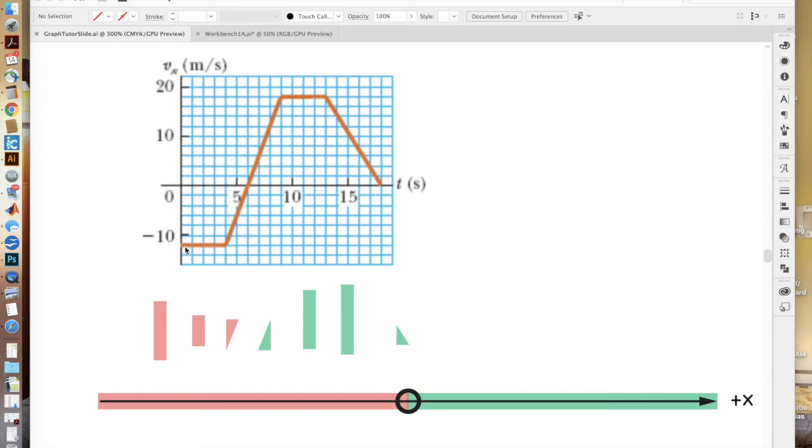And that makes sense because acceleration means speeding up or slowing down. And here, over this time range, you see the velocity is constant at minus 12. Right? Then it suddenly switches to having a positive slope. That means it's got a positive acceleration. It's accelerating in the positive direction.